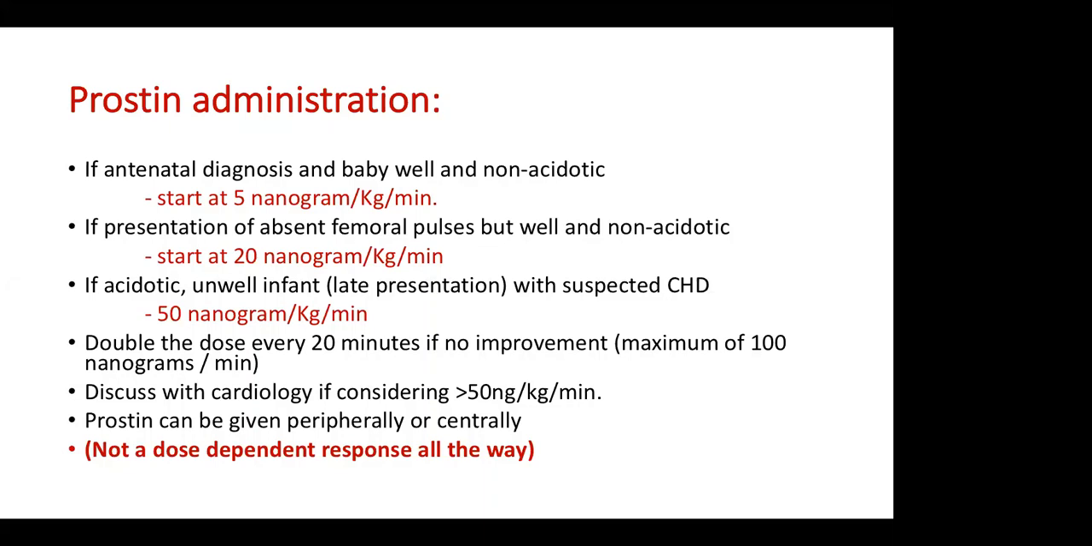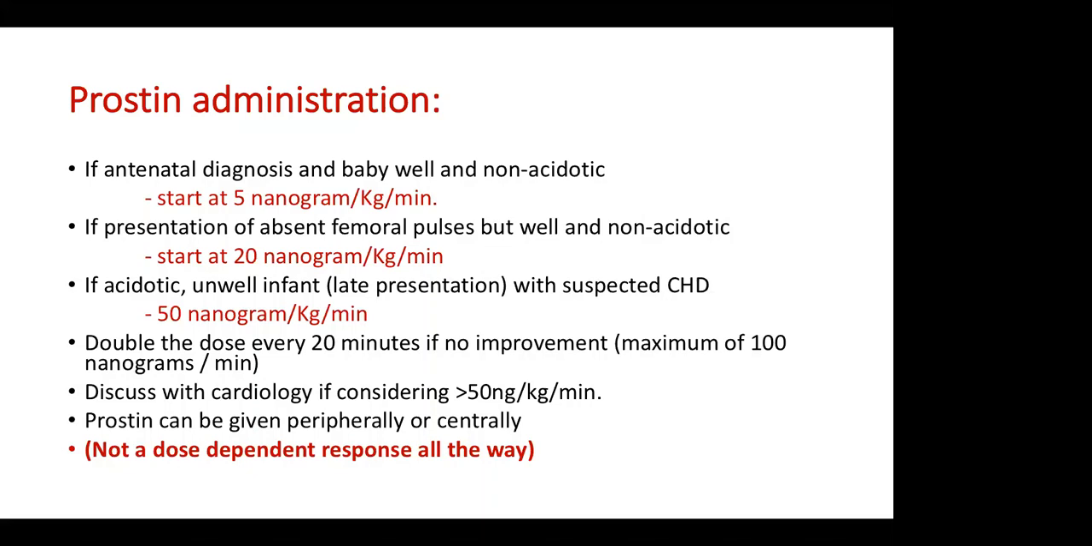prostaglandin is not a dose-dependent response all the way. So you increase the dose from 5 to 10 to 20 to 50 to 100 nanogram, and usually the duct will open fully at this dose. So the duct is fully open. You cannot make it bigger. So at a certain point of time, if you are administering the prostaglandin in the right way and the right dose, the response of the ductal tissue is usually maximum at a dose of 100 nanogram.